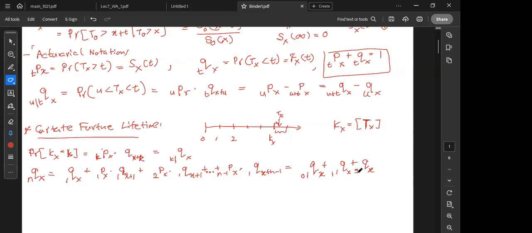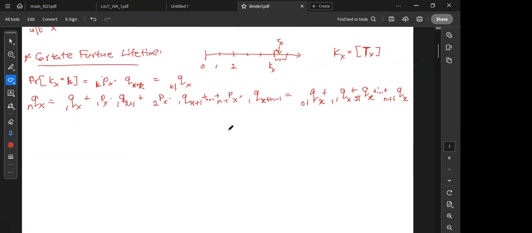Person at age X survives for 2 years and death occurs in the next year. And likewise, the person at age X survives for n minus 1 years and death occurs in the next year. So that is the definition of this current future lifetime and its probability.